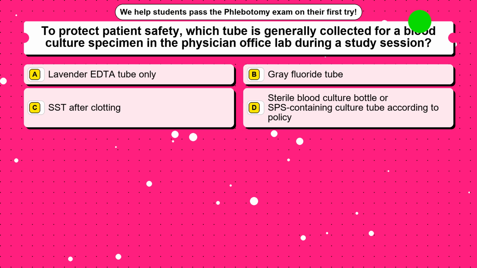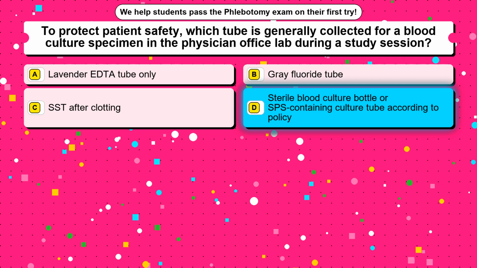Question 23. To protect patient safety, which tube is generally collected for a blood culture specimen in the physician office lab during a study session? Option A, lavender EDTA tube only. Option B, gray fluoride tube. Option C, SST after clotting. Option D, sterile blood culture bottle or SPS containing culture tube according to policy. The correct answer is option D.